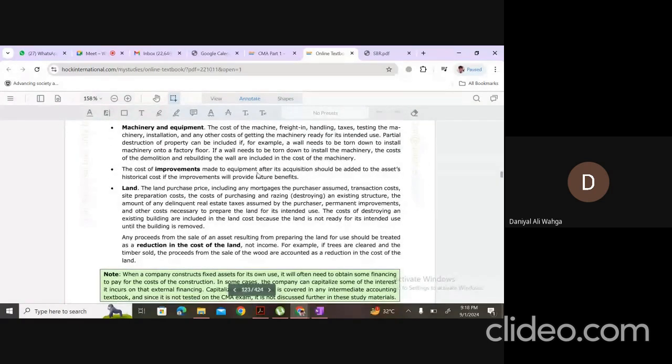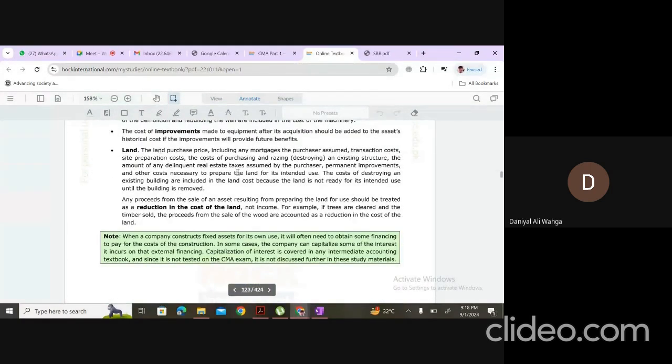Improvements are also included. For land, if the land has any trees on it, and those trees are removed and then sold, the sale proceeds should not be recorded as revenues. Those sale proceeds should be deducted from the cost of the land. Okay.